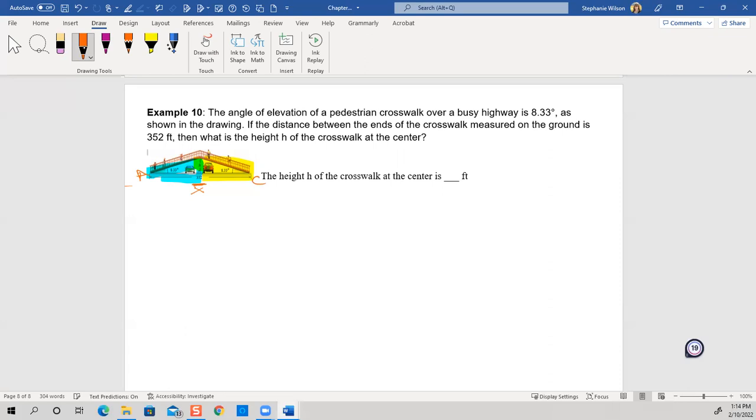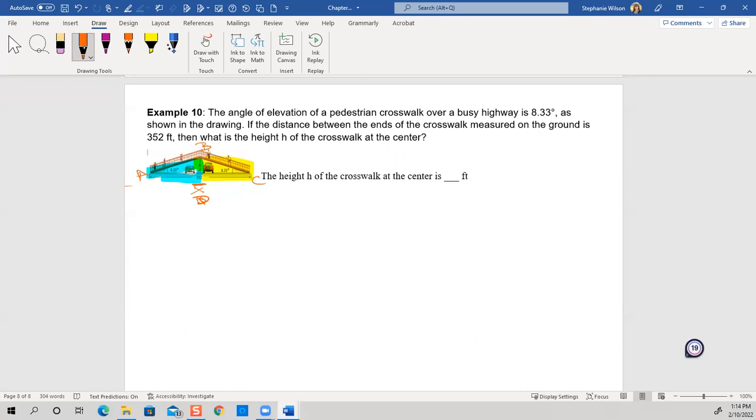Let B be the center of the crosswalk. Of course, we're calling it X, or well, the whole thing down here is X. And D be the point where B meets the ground. So I'm going to put B at the top, I'm going to put D right here. And it's the midpoint of AC.